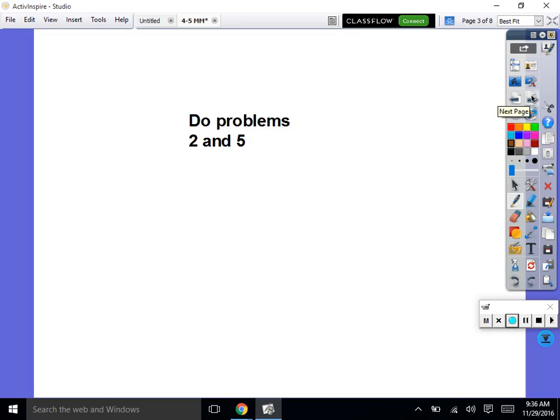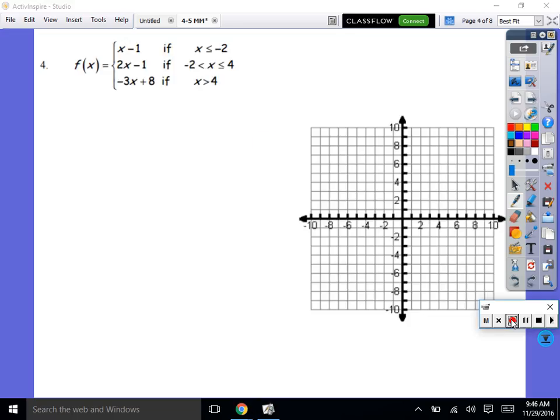Okay, so how about you guys try problems 2 and 5? Go slow, I'll come around and help you, and then we'll do a little bit more advanced. So once again, same idea, we're going to focus in pieces. Now there's just 3 lines and 2 different restrictions, the exact same idea.